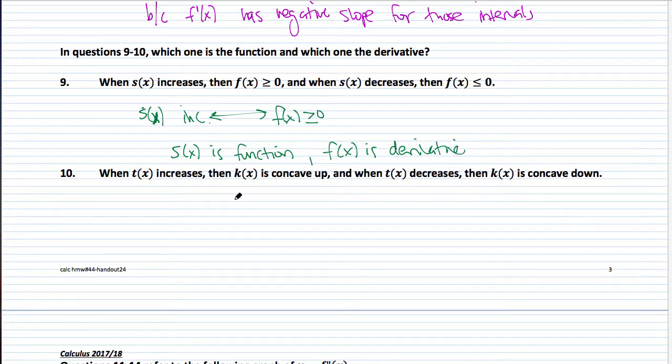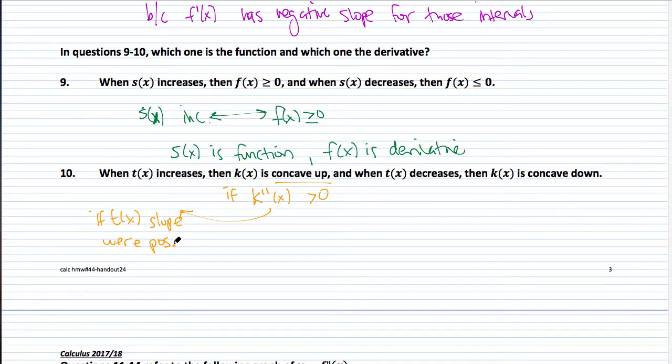For question number 10, we're told when t of x increases, k is concave up, and when t of x decreases, k is concave down. So what does this tell us? We have to go a little bit further here. We know that something is concave up if the second derivative, k double prime of x, is greater than 0. Well, t of x doesn't say it is positive, it just says it's increasing. We can take this back a little further. When would k double prime of x be positive? If t of x were the derivative and its slope were positive.